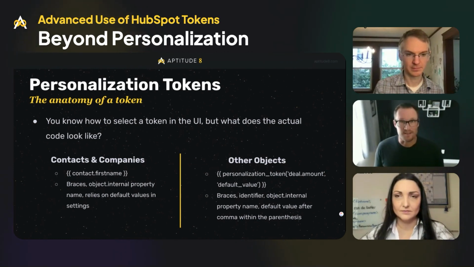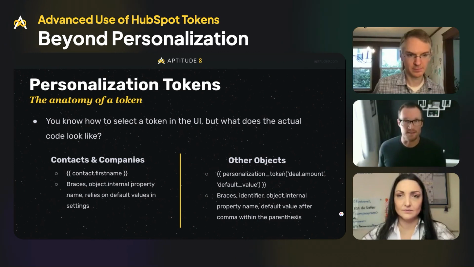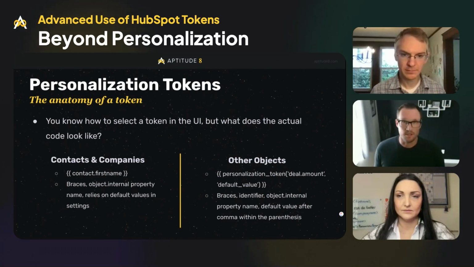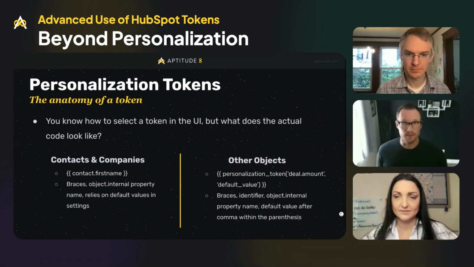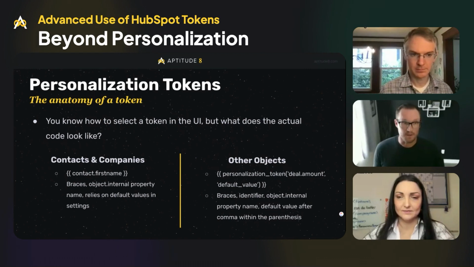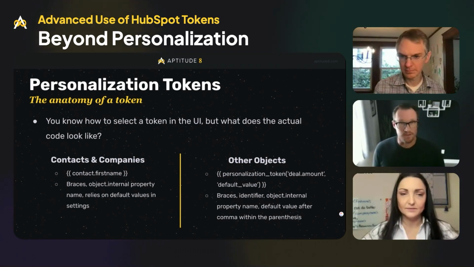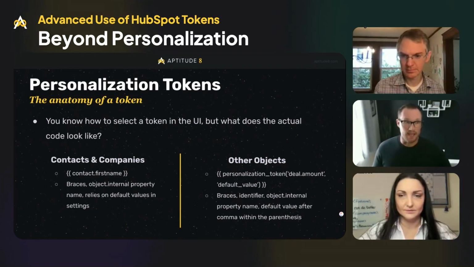On the contacts and companies front, we have some settings in the portal that allow you to define default values. So when you are using a token for a contact or a company object, you only have to consider those opening curly braces, identifying the object itself, so contact or company, using a period or a dot there, and then directly followed by the internal name of that property, right? And then closing it with some curly braces. That's going to rely on the default values that you set in the portal settings to fall back on if that value is not known or that token misfires in some way.